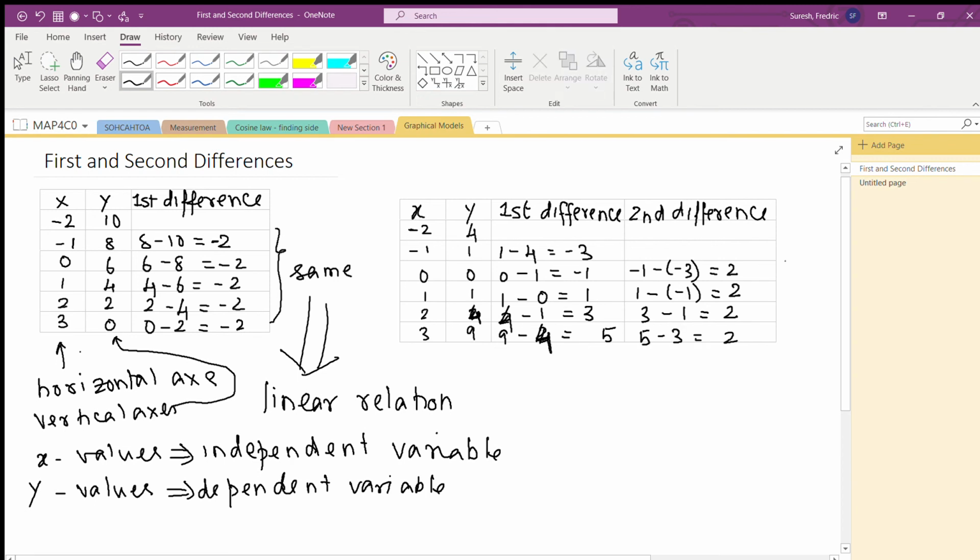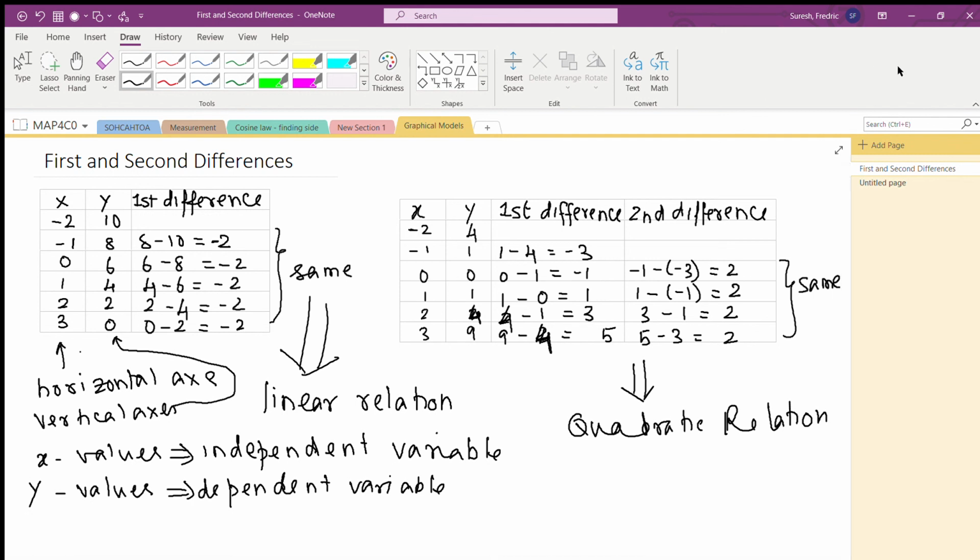And so what you notice now is the second differences are the same. When the second differences are the same, then we say this set of values in the table corresponds to a quadratic relation. Okay, these correspond to a quadratic relation.